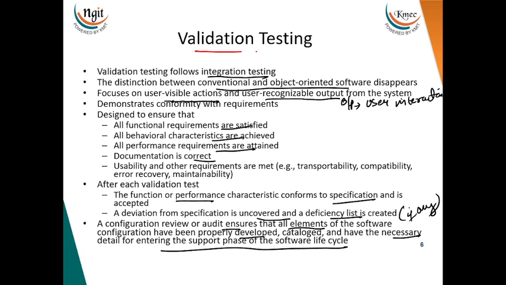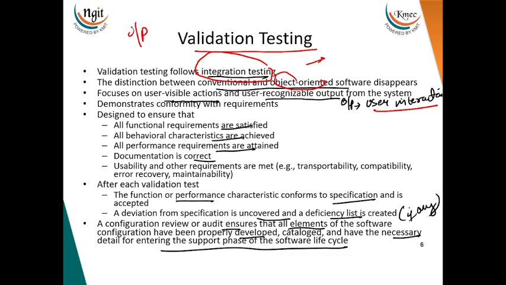Validation testing. What do you mean by validation testing? Validation follows integration testing. It tells you whether the system gives the required output or not. We have already seen this in our previous videos. Validation distinguishes little between conventional and object-oriented software. It focuses on user-visible actions and user-recognizable output. We focus on what the user input is and what the user output from the system is.